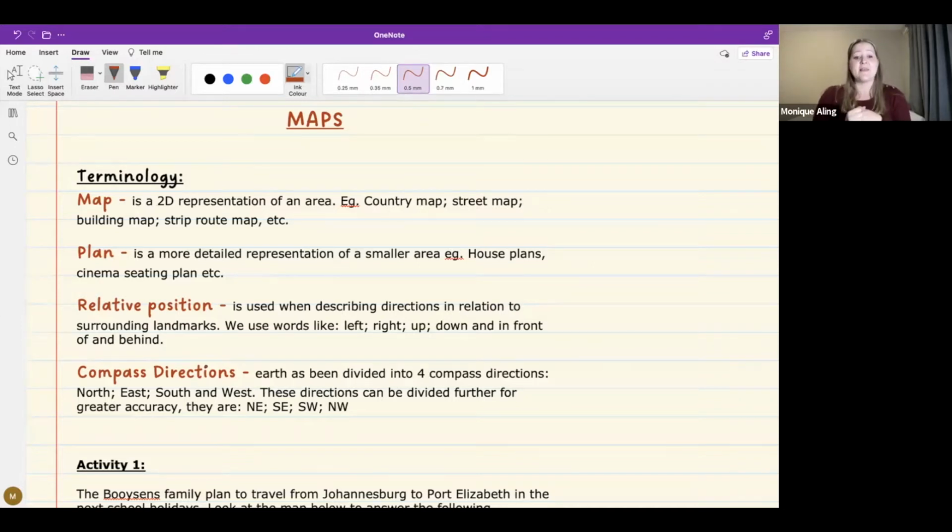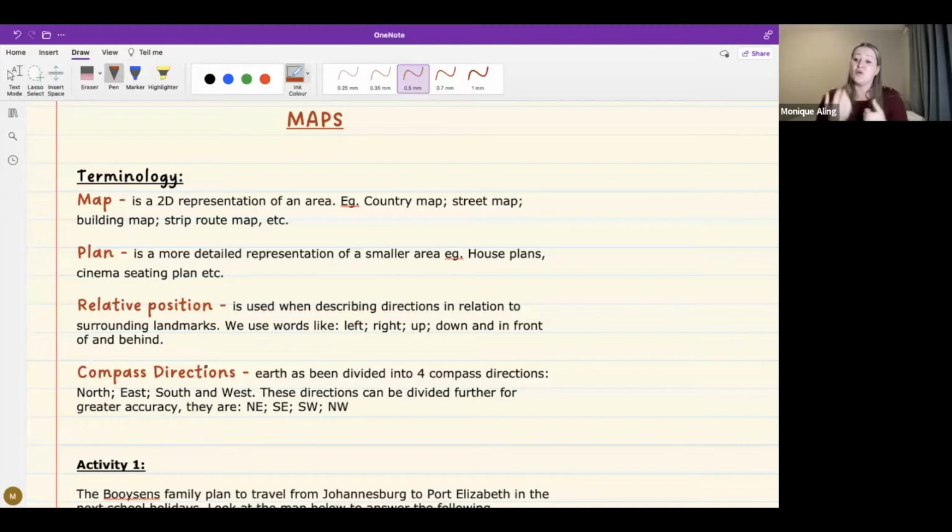Okay, and then another important part with maps is relative position. This is used when you are describing directions in relation to your surrounding landmarks. So you would use words like left, right, up, down, in front of, and behind. So you're describing what is around you. Okay, that is your relative position.